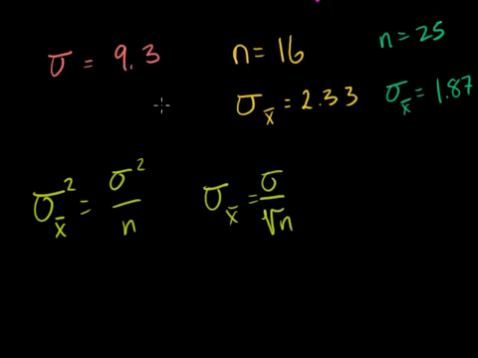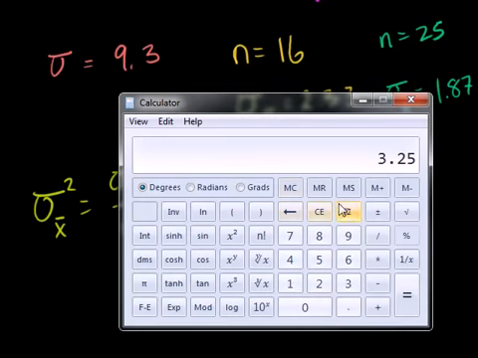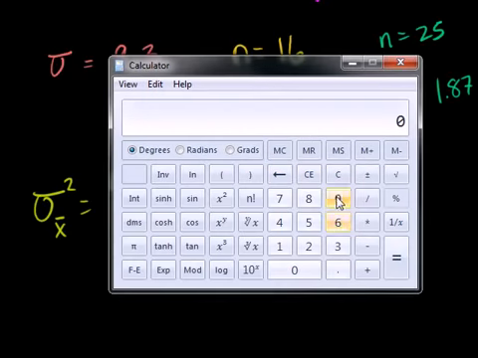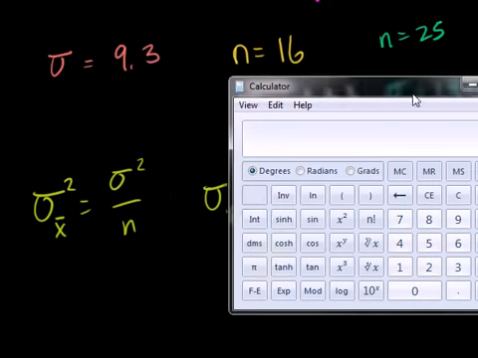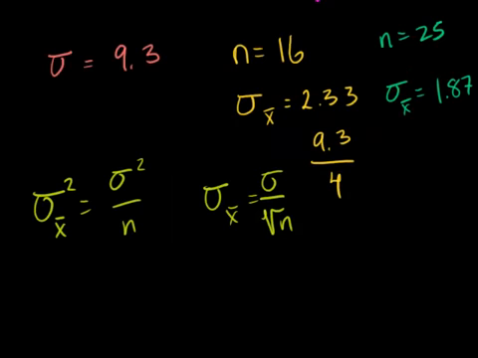So if I were to take 9.3, let me do this case. 9.3 divided by the square root of 16, right? N is 16, so divided by the square root of 16, which is 4. What do I get? So 9.3 divided by 4. Let me get a little calculator out here. We wanted to divide 9.3 by 4, is equal to 2.32, which is pretty darn close to 2.33.